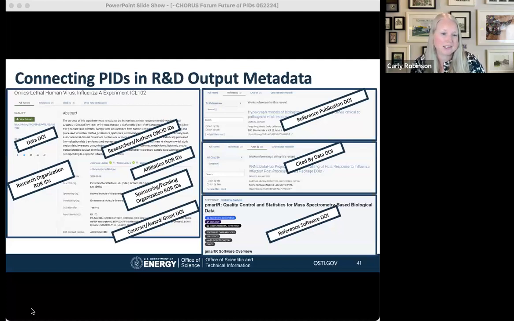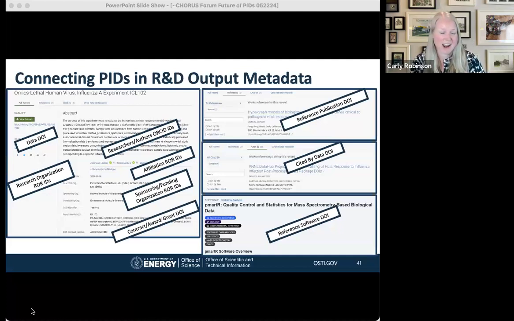We collect our internal identifiers for funding, like contract and grant numbers, but we can see a future where those will have, for example, DOIs, so that in addition to our internal numbers, we can have persistent identifiers for those. And we're also working to connect these research outputs.